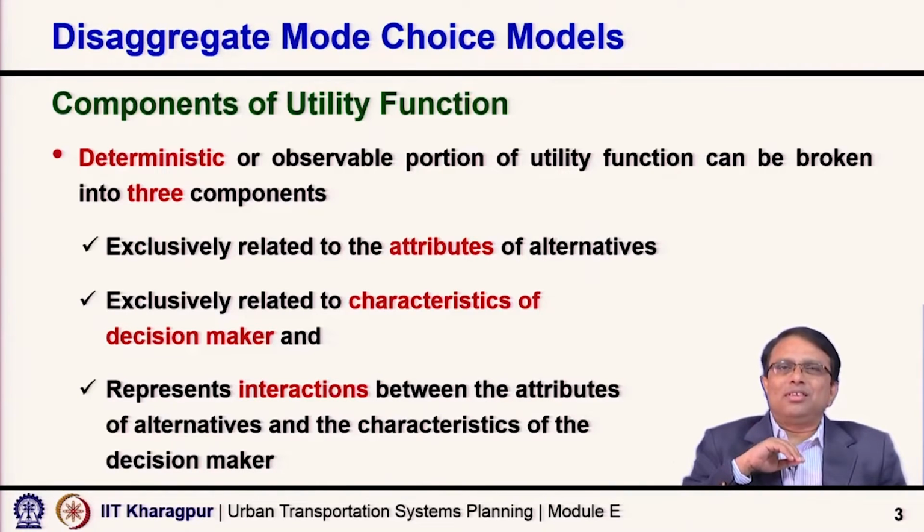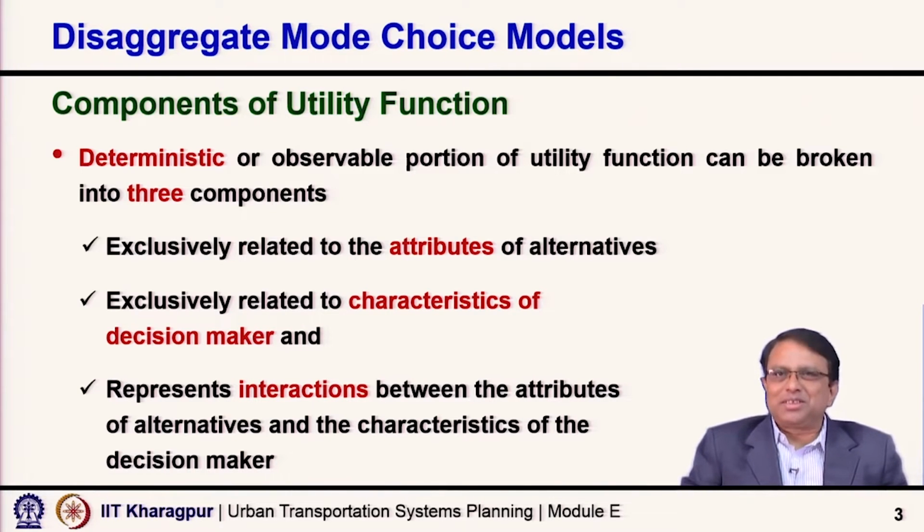One is a set of attributes which are exclusively related to the alternatives, right. We are talking about bus, talking about car, talking about metro, taxi. So, exclusively related to attributes of alternatives. The second, what is the other component? Attributes or the characteristics of the individual. So, exclusively related to the characteristics of the decision maker, that is another type of attribute.